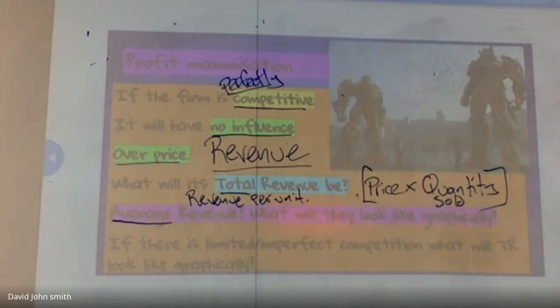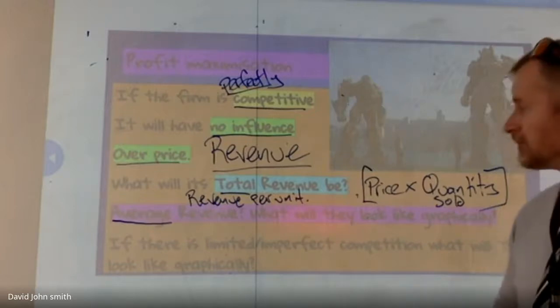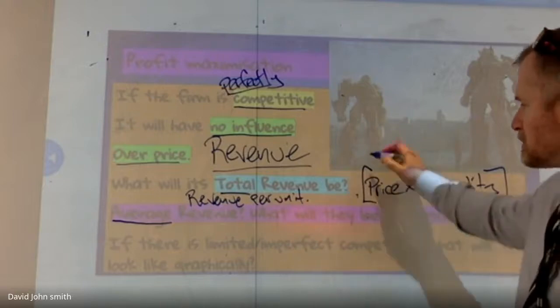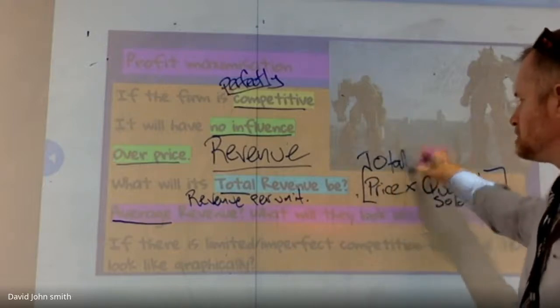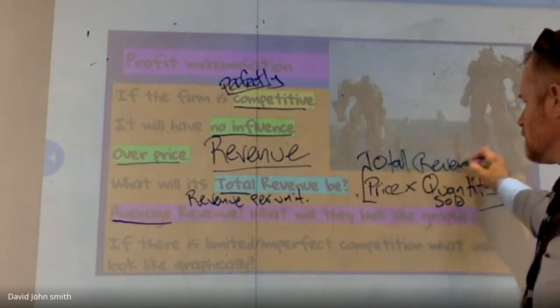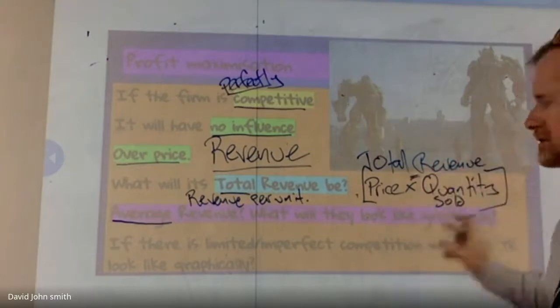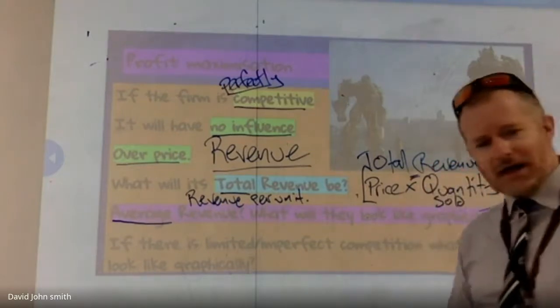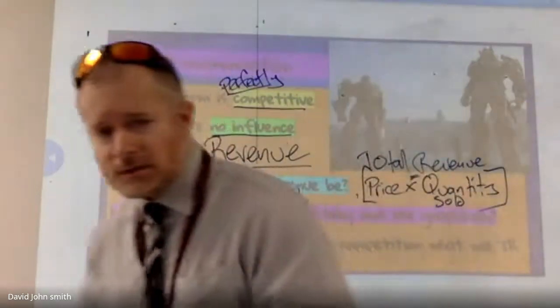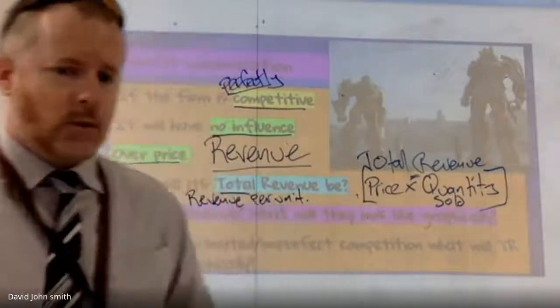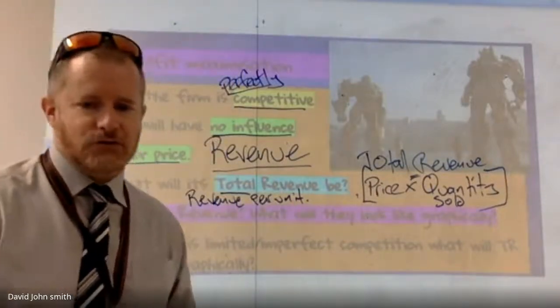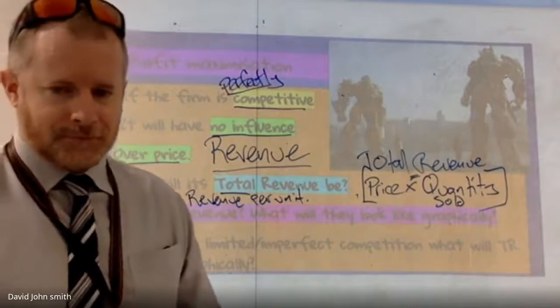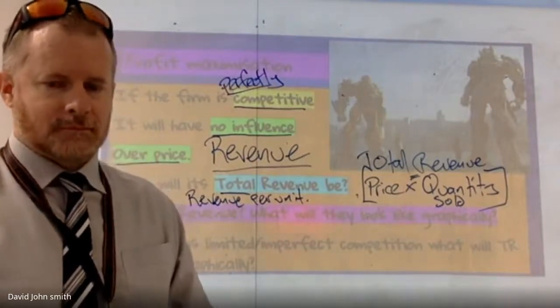Oh, 30 seconds isn't very long. Remember total revenue, price times quantity. How did we work out the average of our costs? So how could we work out average revenue? What's average revenue going to be? Is it going to be revenue divided by quantity? Yes, it will be.